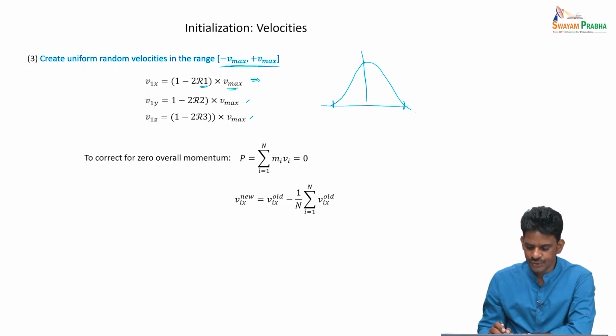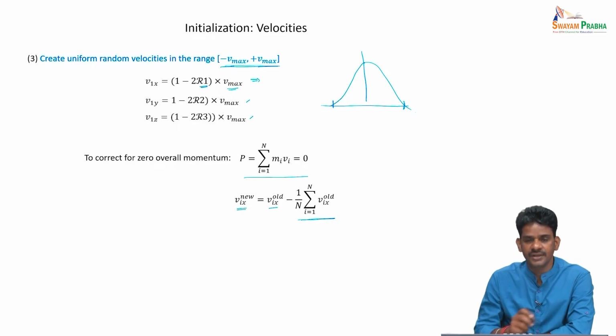In this approach also, we need to ensure that the linear momentum is conserved. So, to do that, you again take the average per particle velocity, and then you subtract this residual amount from the old velocity, and that will assign a new set of velocities. So, these new velocities would have a distribution from minus Vmax to plus Vmax, and at the same time also satisfy the condition of 0 initial linear momentum.